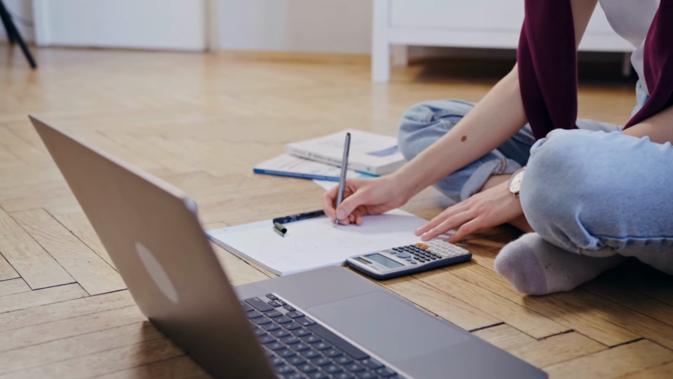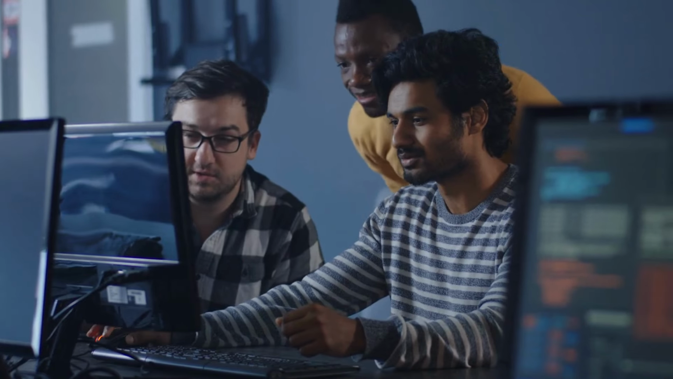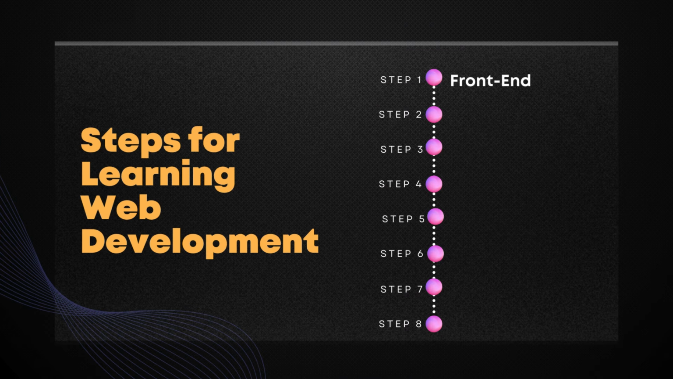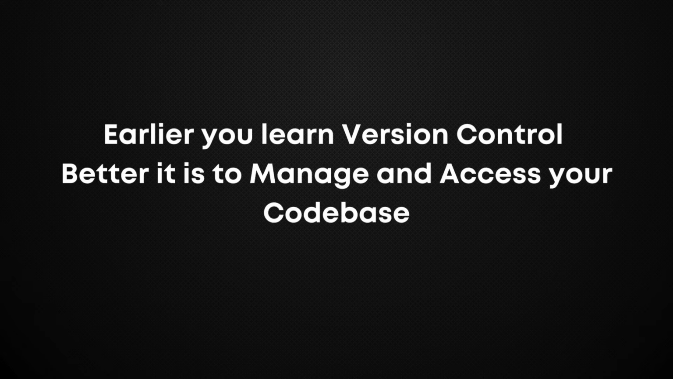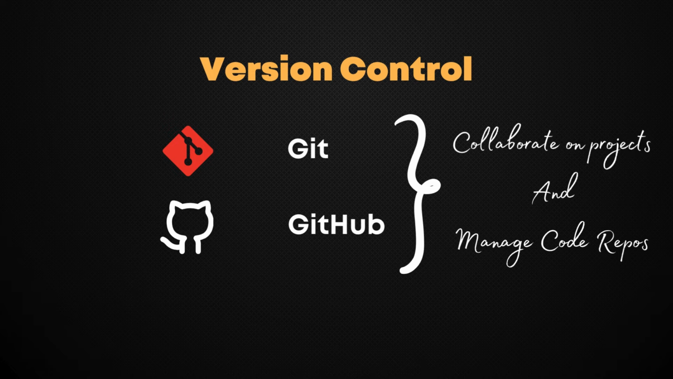After you learn these technologies, you must build projects and have hands-on practice in these technologies before starting to learn anything else. Now, step 2 is to understand and learn version control. You can learn version control at any point, before the backend, after the backend. It's up to you. This can be learned at any time, but I will suggest the earlier you can learn about this, better it is to manage and access your own code and projects. Learn Git and GitHub for version control, understand how to collaborate on projects and manage code repositories.